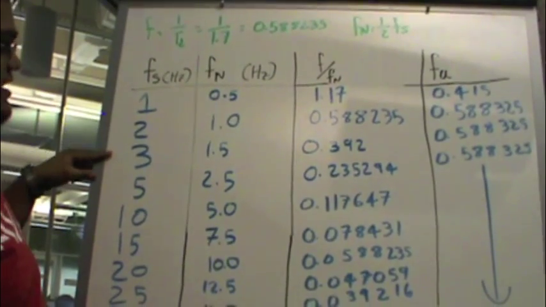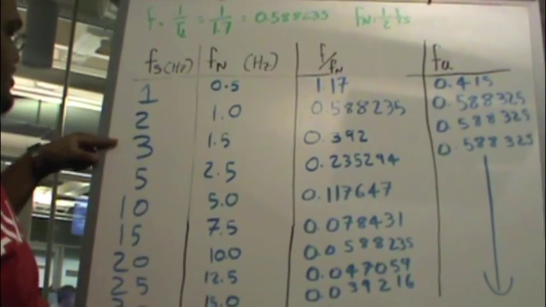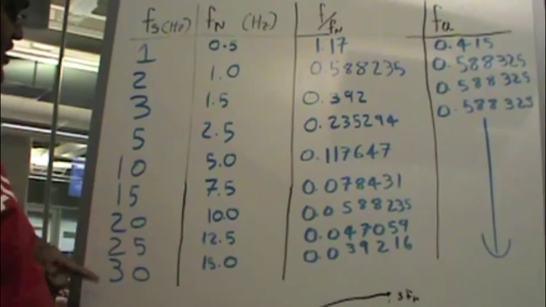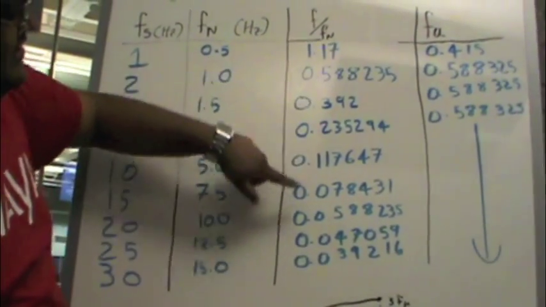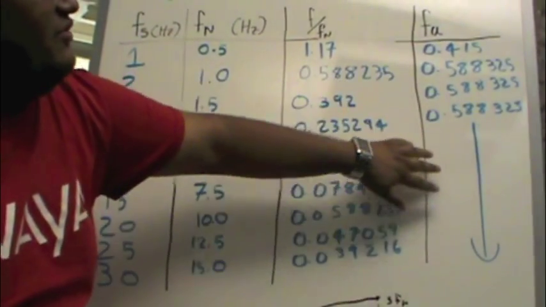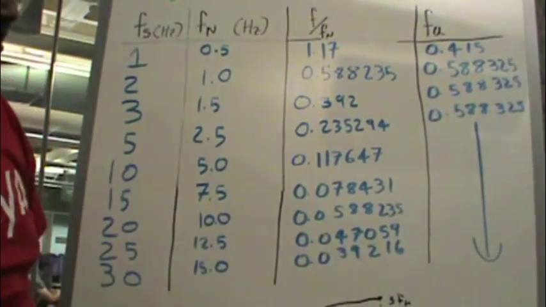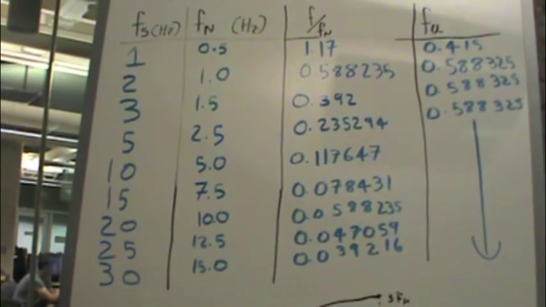You can see the same thing for sampling rates of 3 hertz, 5 hertz, 10 hertz, 15, all the way to 25. All of these multiplied out will end up giving you 0.588235 hertz, which is the frequency of our pendulum system.